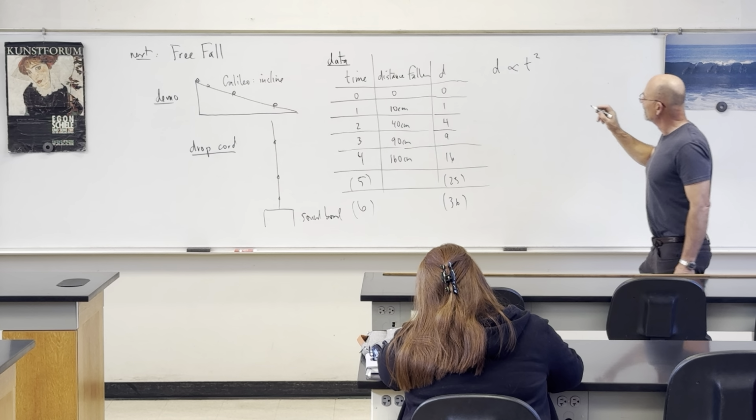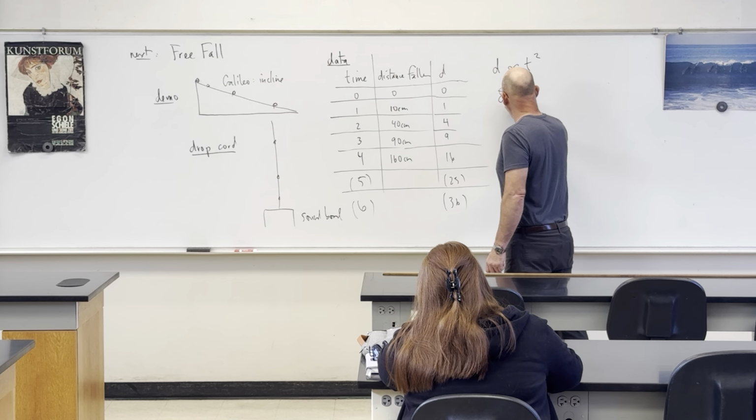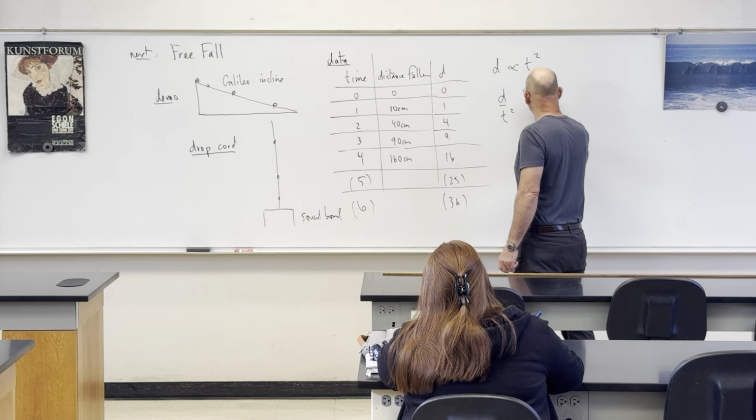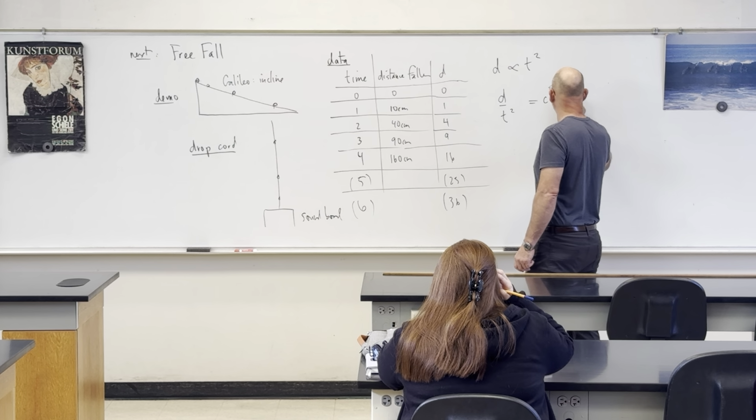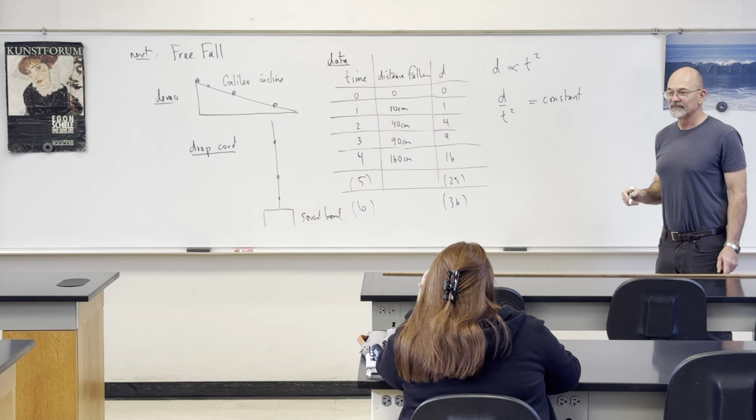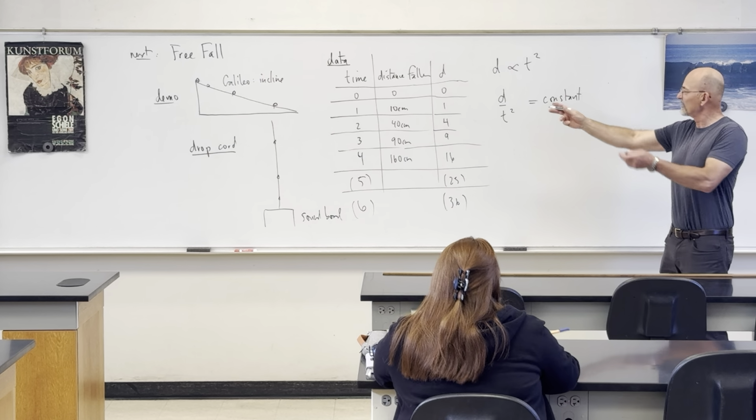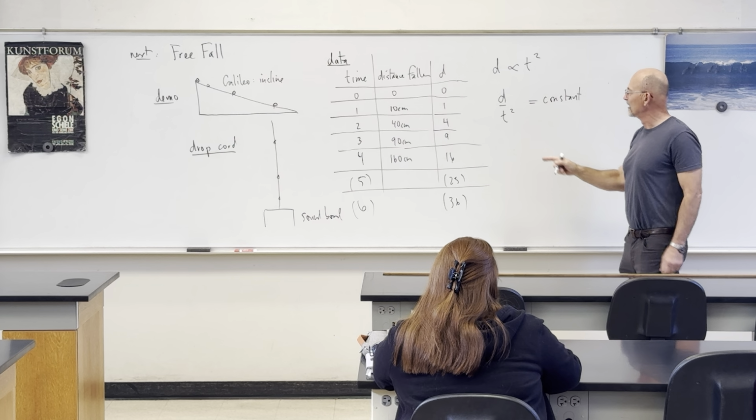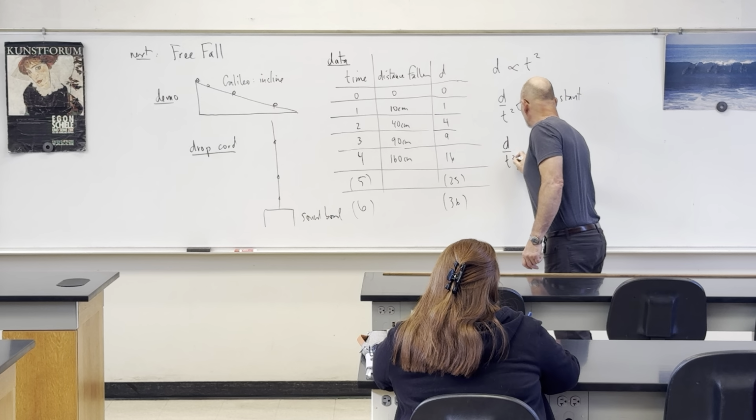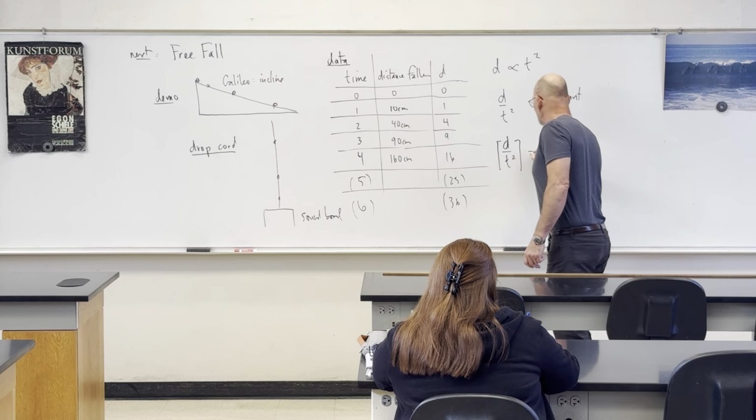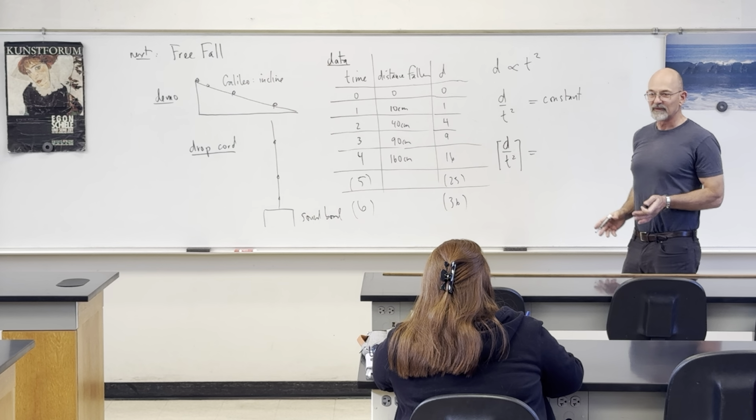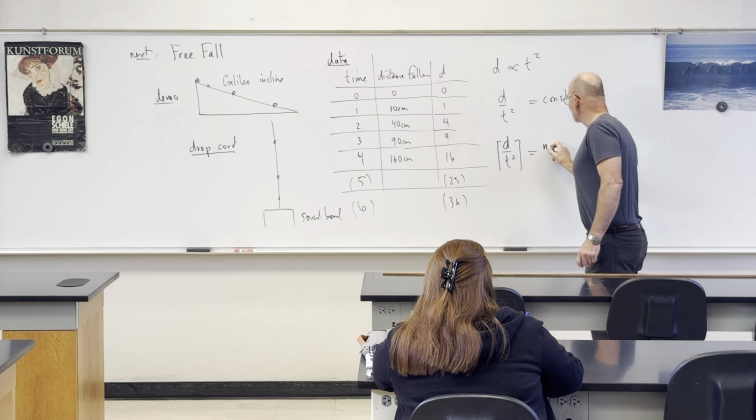Watch this. d over t squared is therefore equal to a proportionality constant. Right? That's what it means to have proportionality. But what are the units of d over t squared? Because we know this stuff already, I don't have to take it from scratch. So this is meters per second squared.